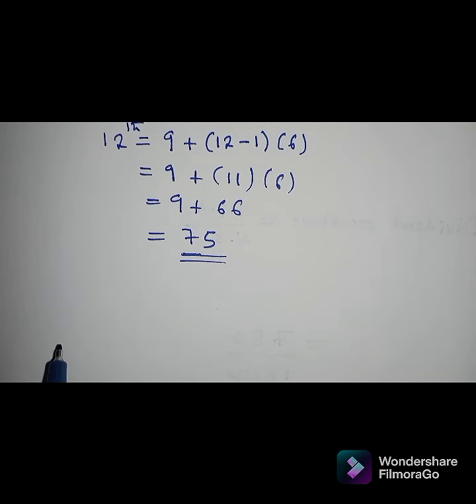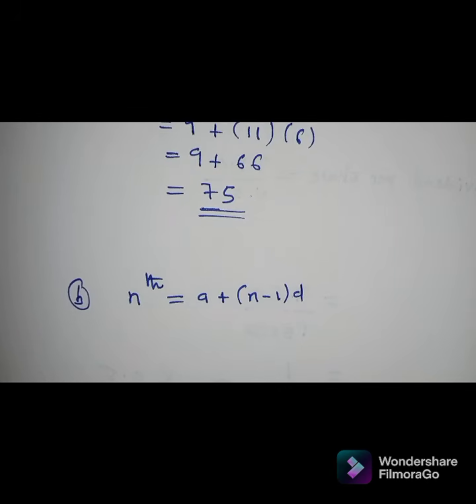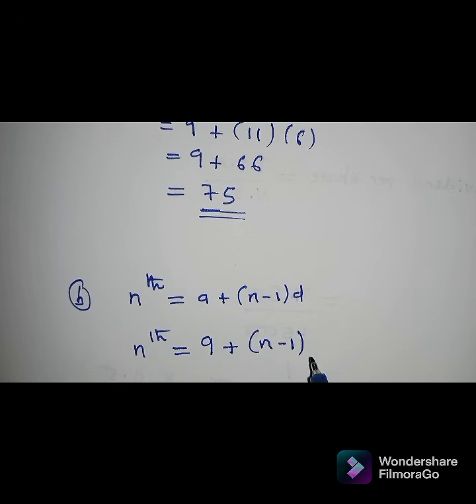So for B, they would like us to find the nth formula. The nth formula is equal to, this is what we know, of course. This is a formula. You just write it the way it looks. Okay, so here we're going to say nth formula is equal to, our A is 9. The first term we know it's 9. Our n will remain because we don't know the term that we would like to find. Our D we know is 6.